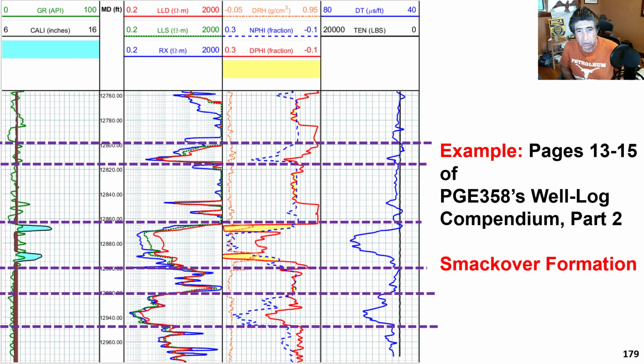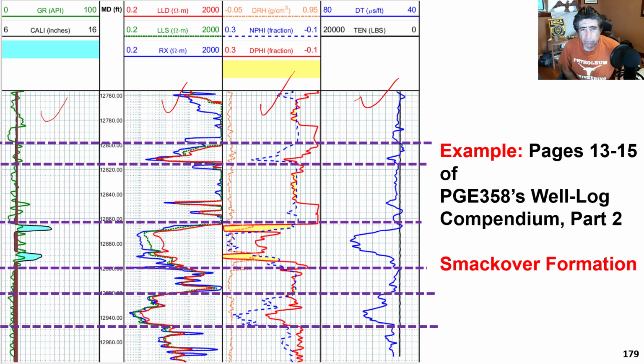Okay, now let me show you examples. This example we covered before. It's an example that is on pages 13 to 15 of the PGE358 well log compendium, Part 2. It is this Smackover formation that we mentioned before. And here we have the different logs: the gamma ray log, resistivity logs, neutron density logs, and sonic logs.